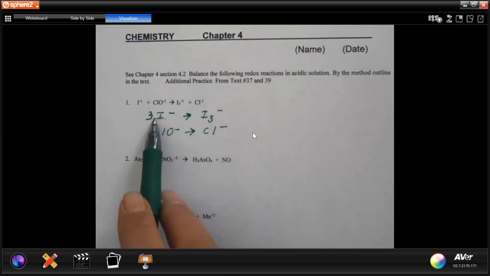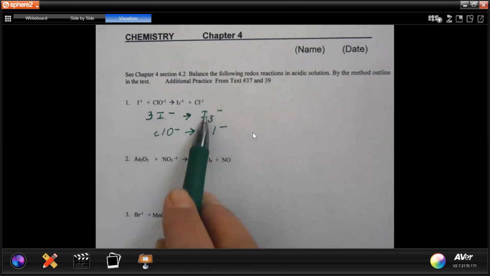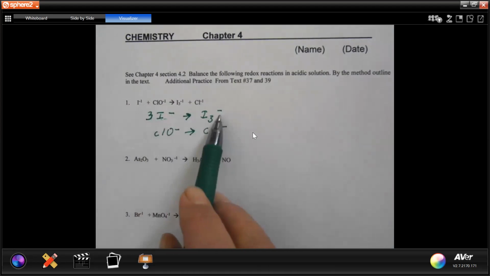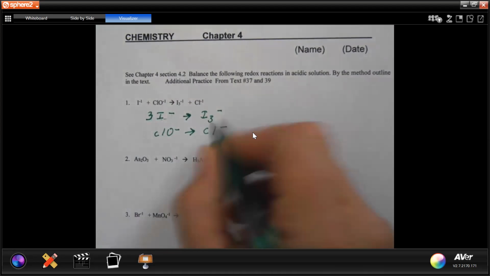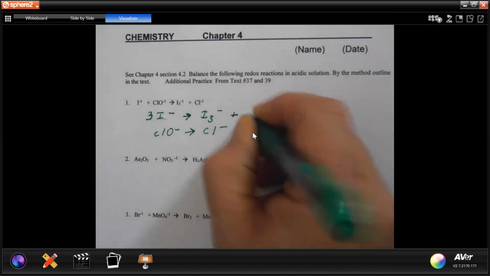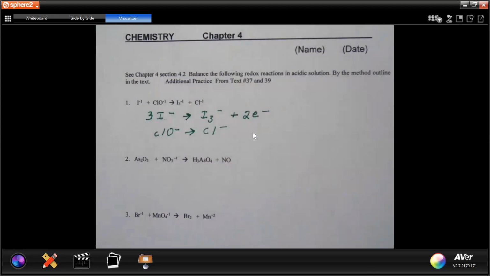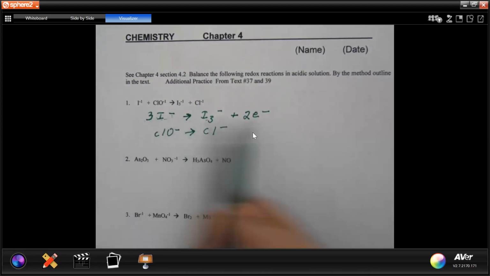And if I look at the charge on this, this is 3 I minus 1 ions, changing into 1 I3 minus ion. So the charge on the left is -3. Charge on the right is -1. I have to make it the same on both sides, and I do that with electrons. And electrons, recall, are negatively charged. So I'm going to add 2 electrons to this side of this half reaction. That makes it -3 on this side and -3 on this side, and that balances the charge. All right, so that half reaction is balanced.